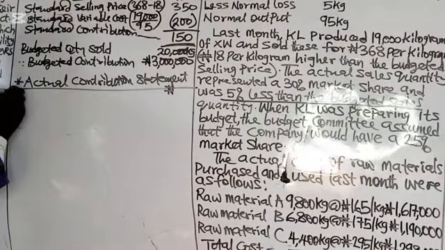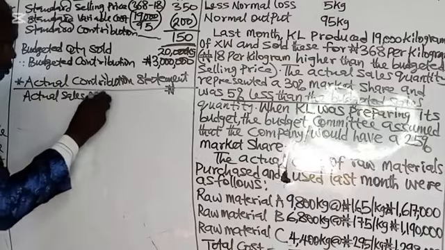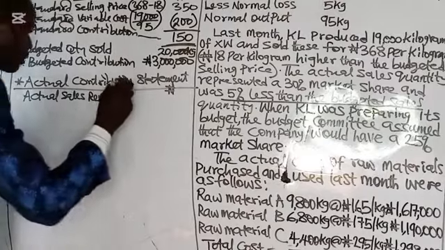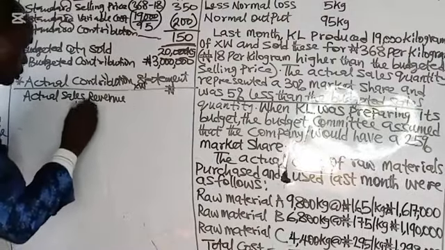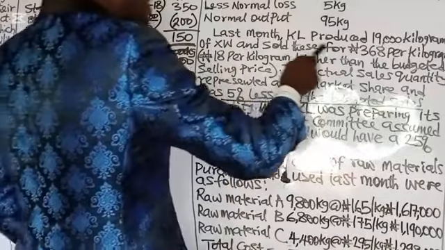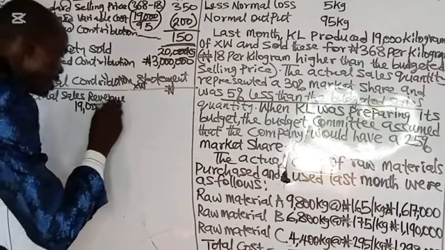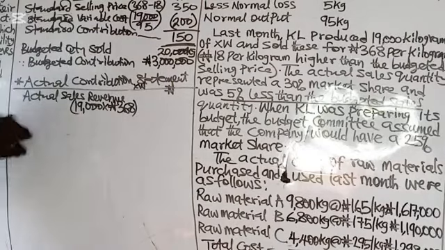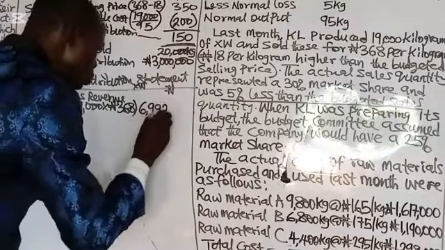So actual sales revenue now. This is for product SW. So 19,000 kg were sold at what price? They sold this for 368 naira per kilogram. The actual selling price is 368 naira. Therefore, 19,000 times 368 gives us 6,992,000.